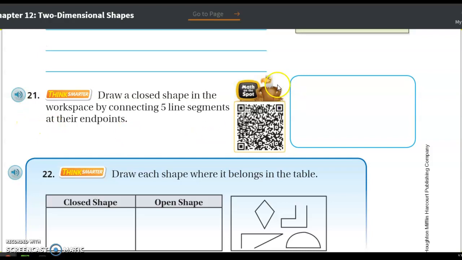Alright, now I have not figured out how to draw with this new screencasting application yet. So any pentagon that you create, alright, so it would be 1, 2, 3, 4, and then 5. So any pentagon. And as long as it has 5 sides and it is connected and there are no opens, you did the correct work.